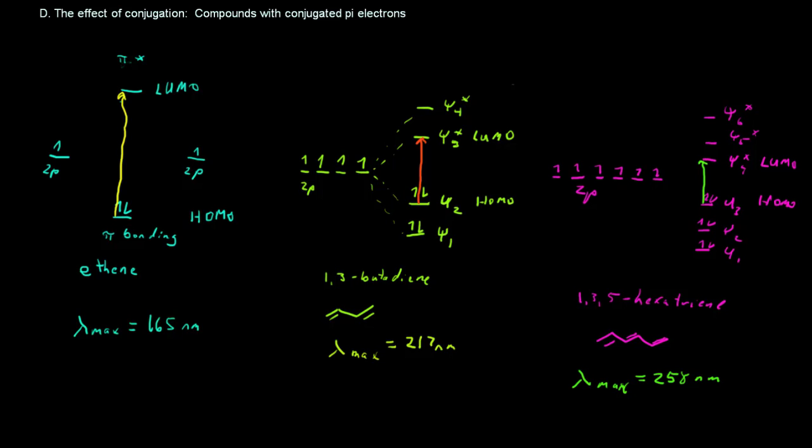And so you can see now what the effect of increasing conjugation is clearly on the gap between the highest occupied molecular orbital and the lowest unoccupied molecular orbital. This is the lowest energy transition in these molecules, the most accessible one. And as we continue to extend the conjugation in these compounds, we get a smaller and smaller gap. And so we have a lambda max of longer and longer wavelength.